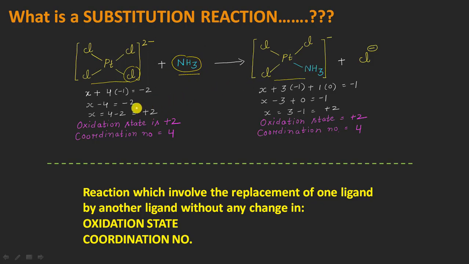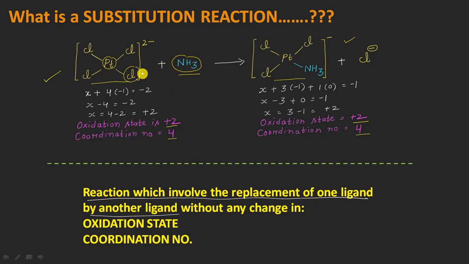And moreover, if we go on counting the oxidation state of the central platinum ion in the starting material, I mean on this side as well as on the product side, we will see that the oxidation state comes out to be +2 in both the cases, right? And from the geometry on the left hand side as well as on the right hand side, we can also calculate the coordination number, which will come out to be 4 here as well as on the product side, right? So we can say these are the reactions which involve the replacement of one ligand by another ligand, like is happening in this case.